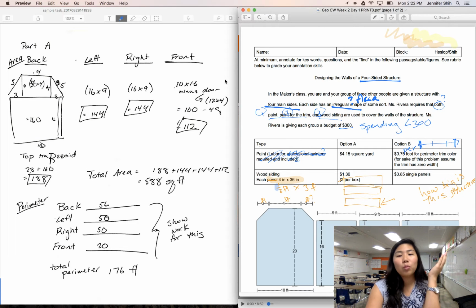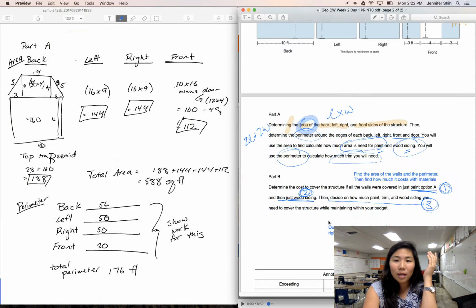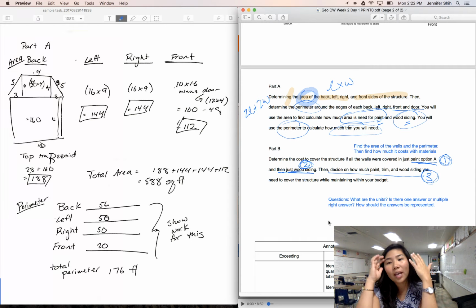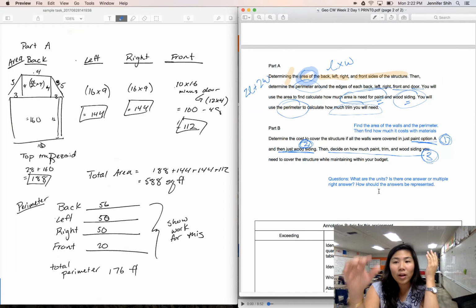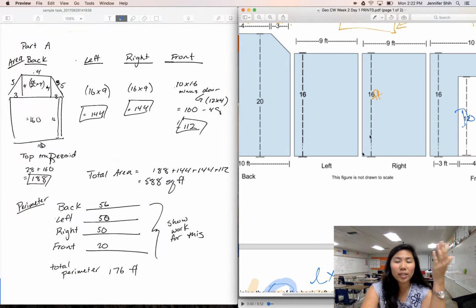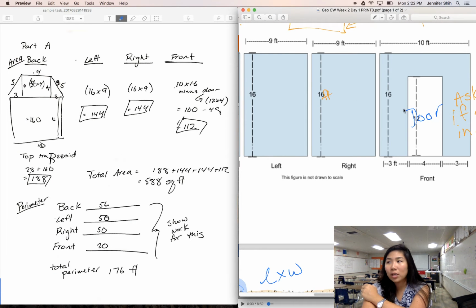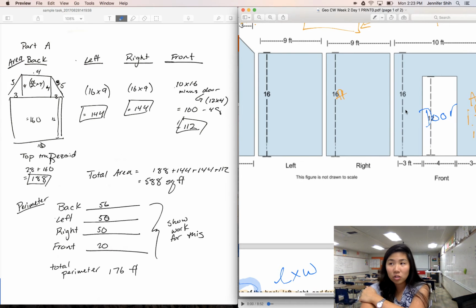So I'm just going to walk through what I did. In the previous video, if you missed the previous video, I annotated this and I found out I need to find the area of the walls and the perimeter and then find out how much it costs with certain materials. So for part A, I found the area of the back wall, the left, right, and the front wall. Now the left and the right walls are rectangles, so I didn't draw them because I could figure out that they're just rectangles. And then the front was a little tricky because not only is it a rectangle, but it also has a hole where the door is, which I did not count to paint.